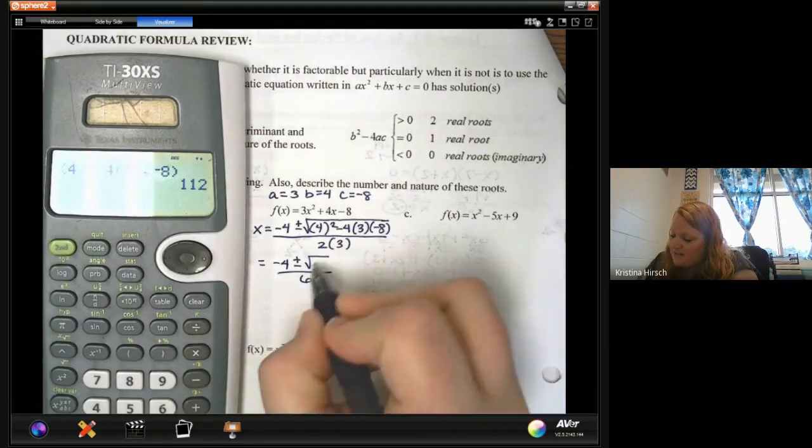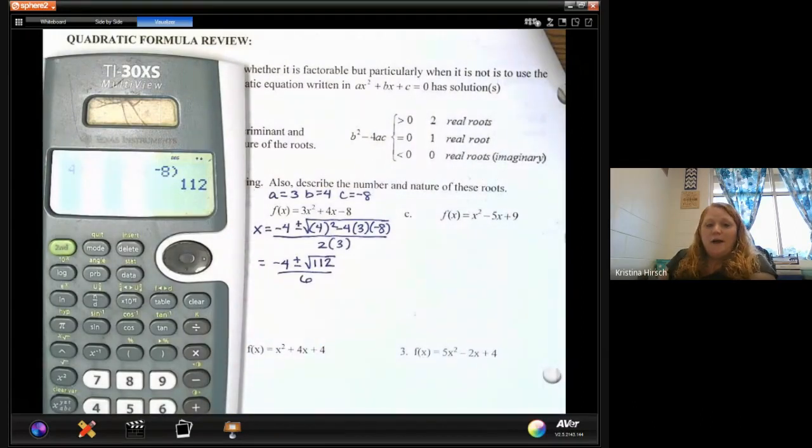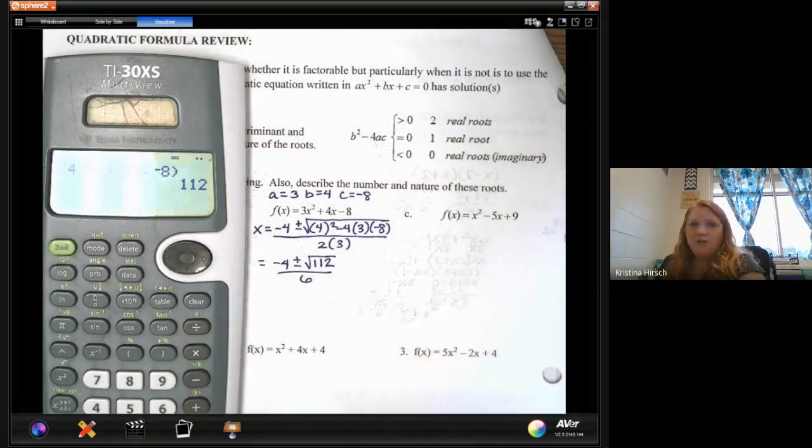And we get positive 112. Now, there's a couple of things that you can do with this. You could simplify the square root of 112, but you may also want it as a decimal. So it really just depends on the format that you're looking for. So I'm going to show you both.